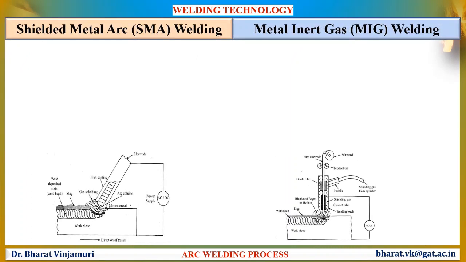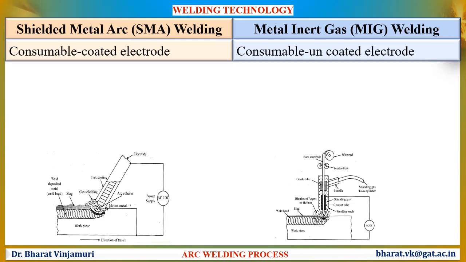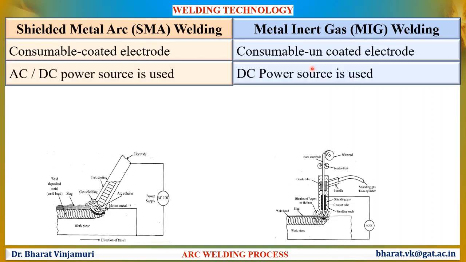Having understood the advantages and disadvantages of metal inert gas welding, let us now compare and contrast this process with the shielded metal arc welding process. Shielded metal arc welding makes use of a consumable coated electrode. Here the electrode is coated with flux. In case of MIG welding, a consumable uncoated electrode is used. SMA makes use of either AC or DC power source, but in case of MIG, a DC power source is used.